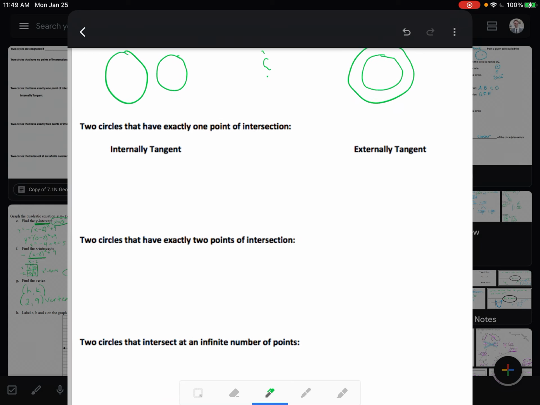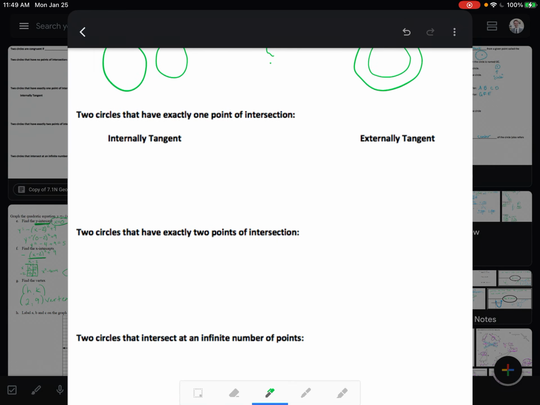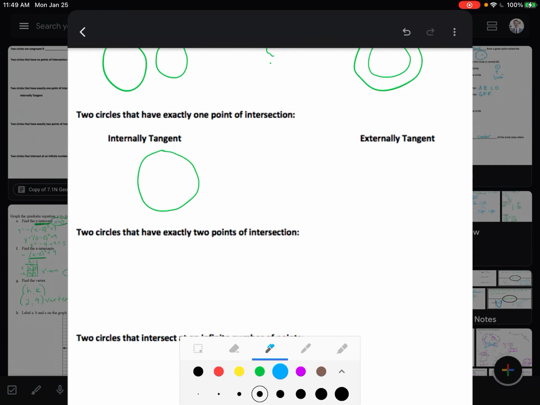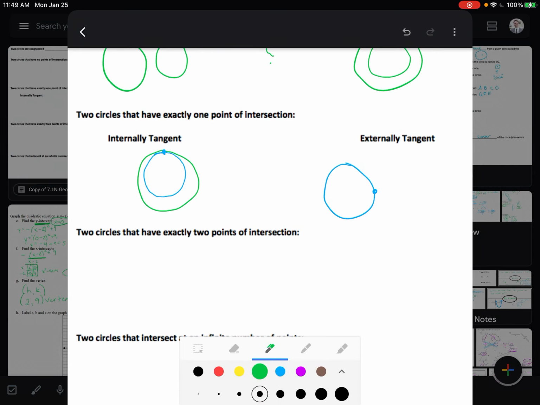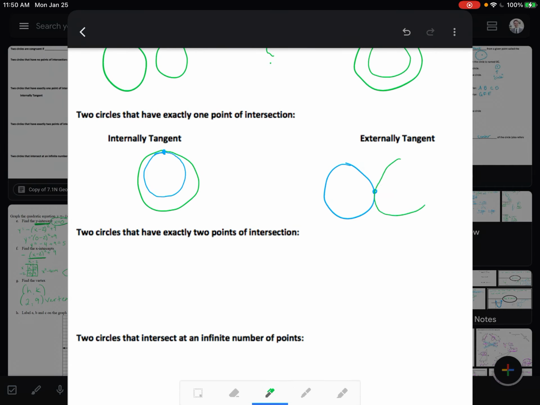All right, we're going to keep going here. So circles that are internally tangent intersect at exactly 1 point, and they do so on the inside. Externally tangent circles, similar idea. They intersect at exactly 1 point, except in this case, they do so on the exterior of the circle. So that's the difference. Again, they both intersect at 1 point. That part is the same. The part that's different is where they are doing it.